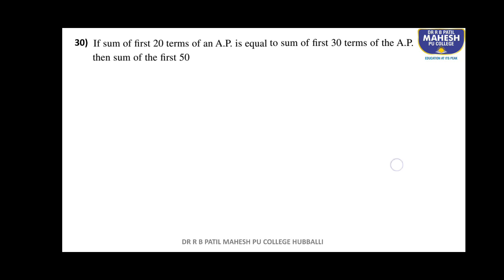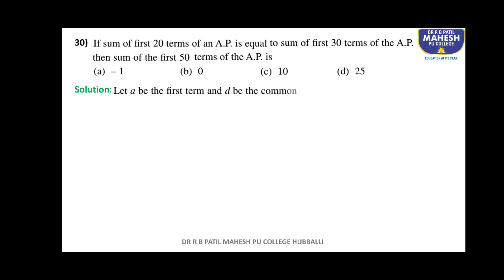Now we go for the 30th question, the last question of this session. If the sum of first 20 terms of an AP is equal to the sum of 30 terms of the AP, then the sum of the first 50 terms of the AP is option A minus 1, option B 0, option C 10, option D 25. Let us go for the solution. Let A be the first term and D be the common difference of this given AP. Then we have S20 is equal to S30, because the sum of first 20 terms is equal to the sum of first 30 terms of the AP.